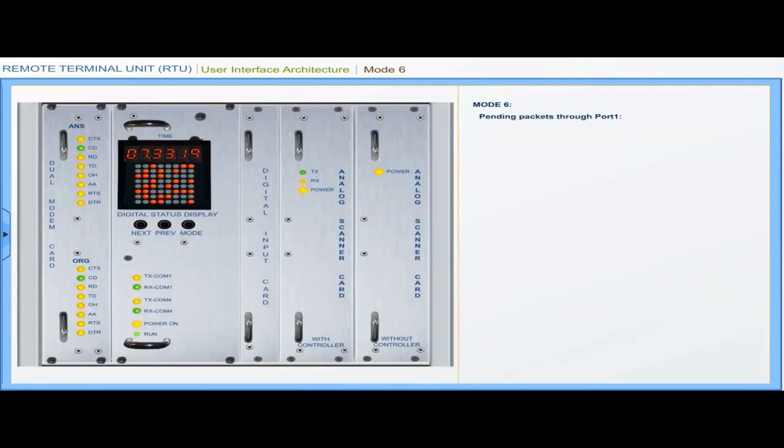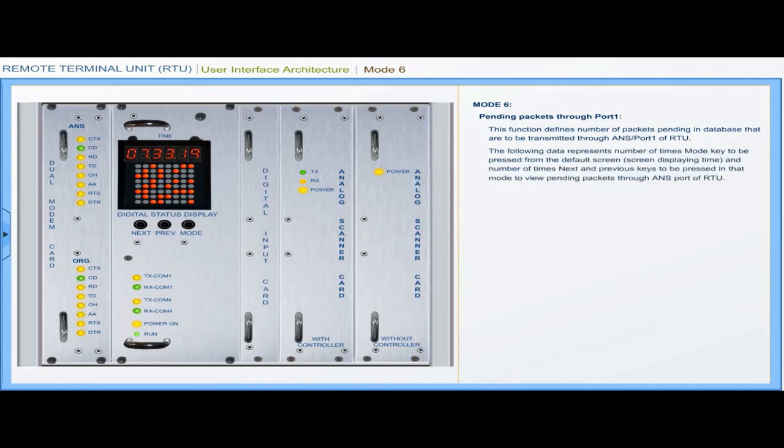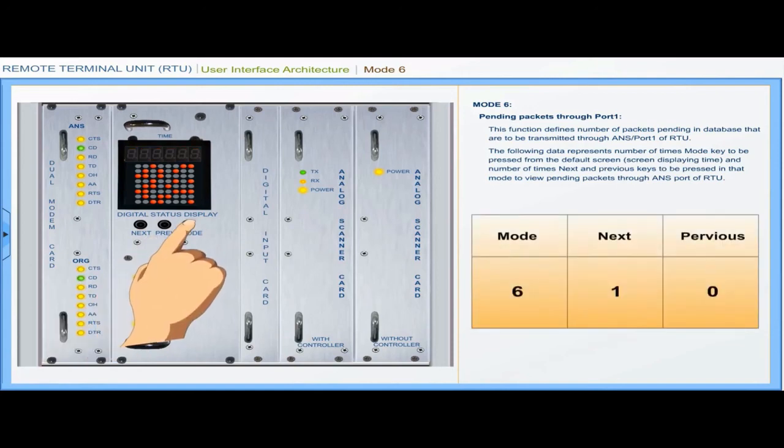Pending packets through port 1. This function defines the number of packets pending in the database that are to be transmitted through ANS or port 1 of RTU. The following data represents the number of times the mode key is to be pressed from the default screen, that is, the screen displaying time, and the number of times next and previous keys are to be pressed in that mode to view pending packets through the ANS port of RTU. Mode 6. Next 1. Previous 0. Display on 7 segments looks like this. After a time delay of 3 seconds, the display on 7 segments represents the pending packets through port 1.